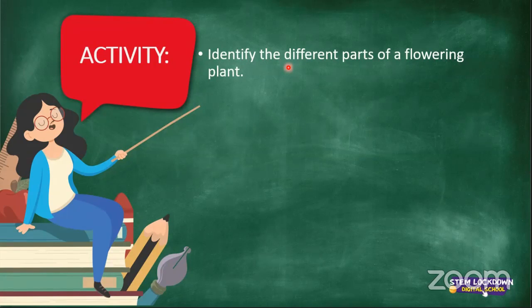The flower, very good. And then it produces what is inside? Seeds. Very, very good. So those are all your different parts of a plant. Well done.